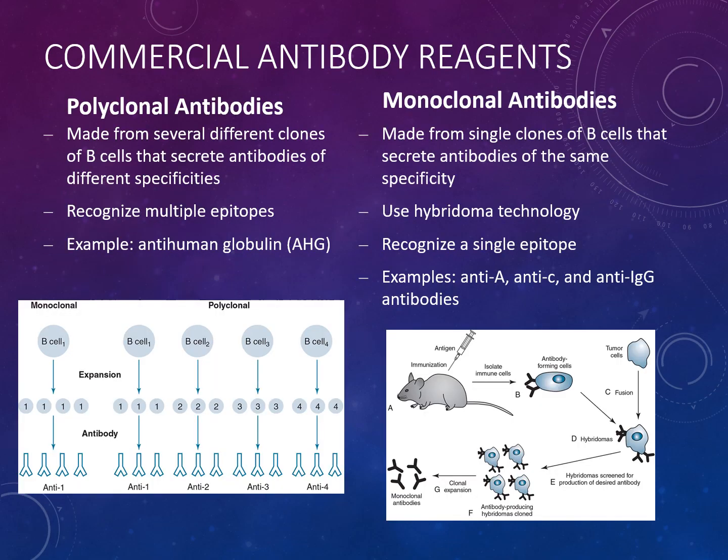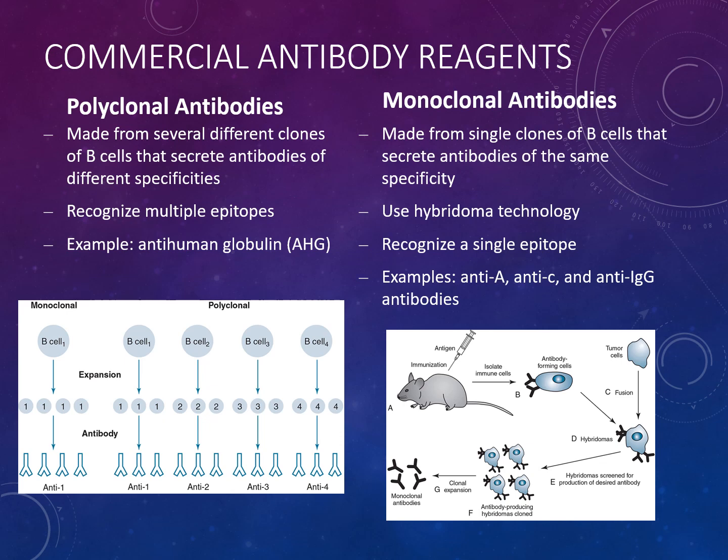Now, commercial antibody reagents can be made in a couple of different ways. They can be made to contain polyclonal antibodies or monoclonal antibodies. Polyclonal means that there's more than one. So these are made from several different clones of B cells that secrete antibodies of different specificities, and those antibodies will recognize different epitopes. An example of this would be anti-human globulin.